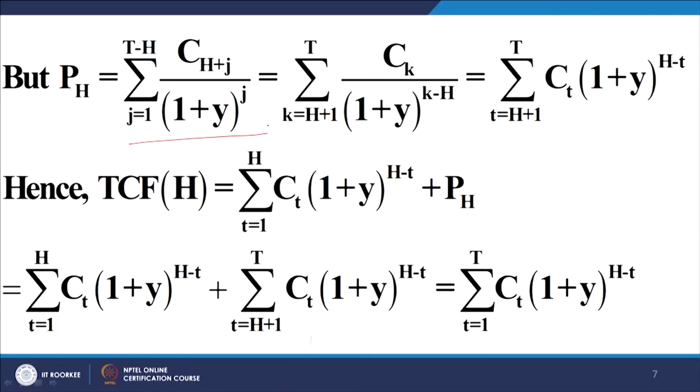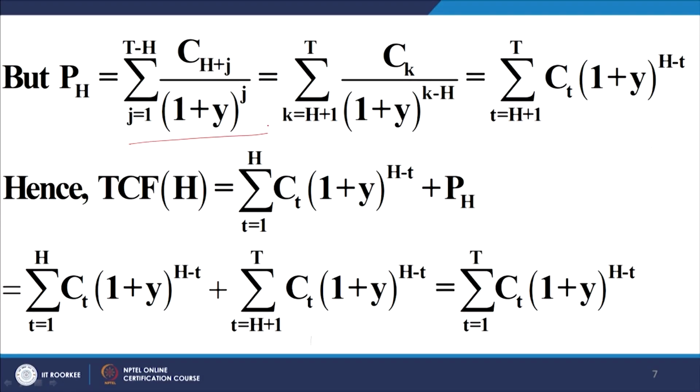So, the 1 plus y would be carried from 1, that is for the discounting of the cash flow at t equal to h plus 1, that is C_{h+1} would be discounted for 1 period, C_{h+2} would be discounted for 2 periods, and similarly C_T would be discounted for T minus h periods. So, this is how this formula comes up.